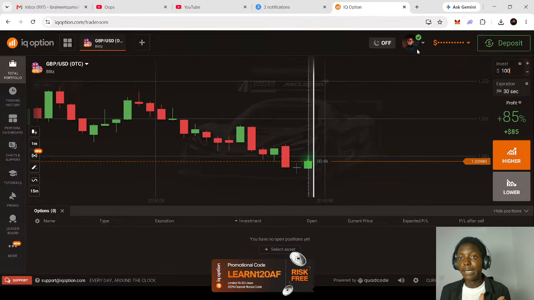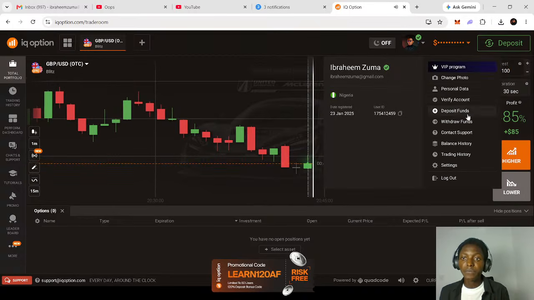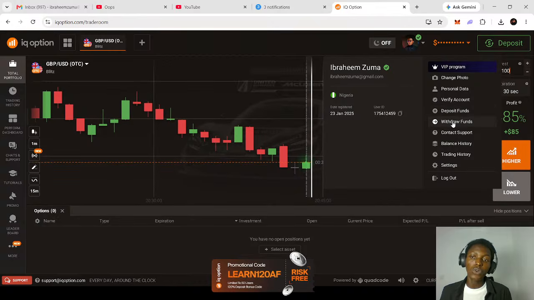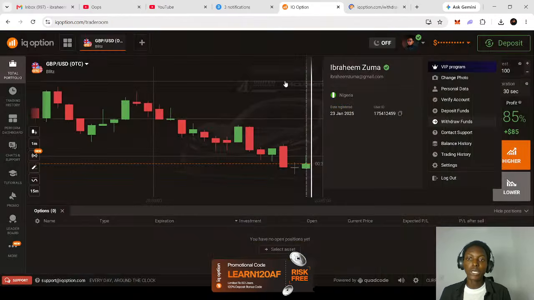And the last thing you're going to learn is how you can withdraw your money and verify your account. These things are very easy. You can watch those videos on how you can do that. And here's the withdraw funds. You can just click withdraw funds, and it will take you to the withdrawal section where you can withdraw from your account. So that is very easy to do.